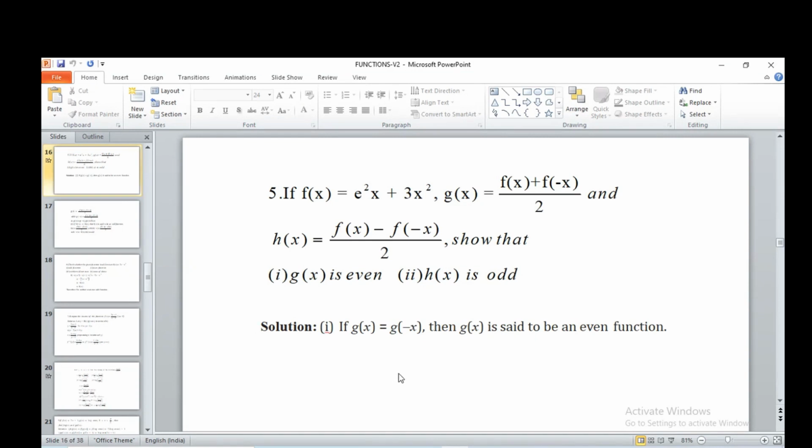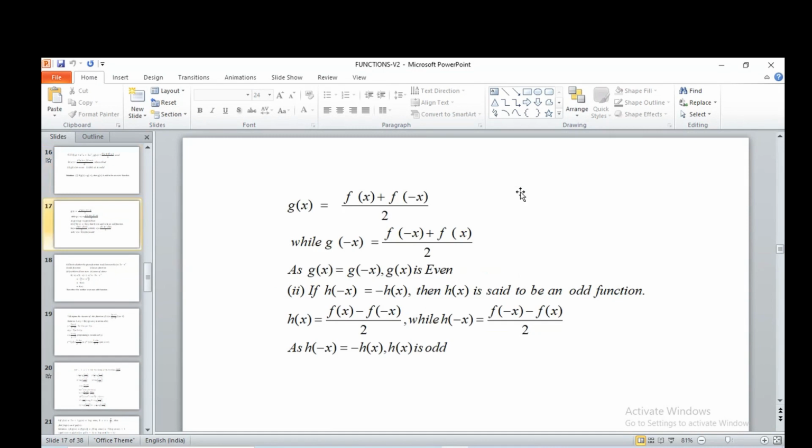If g of x equal to g of minus x, then it is said to be an even function, sir. Yes. Then in place of x, we have to substitute minus x once and x once. So here simply in these two functions, I'm going to replace x with minus x. Finally we will check what answer we are getting. Okay, that is the solution. See here, g of x is equal to f of x plus f of minus x divided by 2, while g of minus x is equal to f of minus x plus f of x divided by 2. As g of x is equal to g of minus x, therefore g of x is even. It is proved.